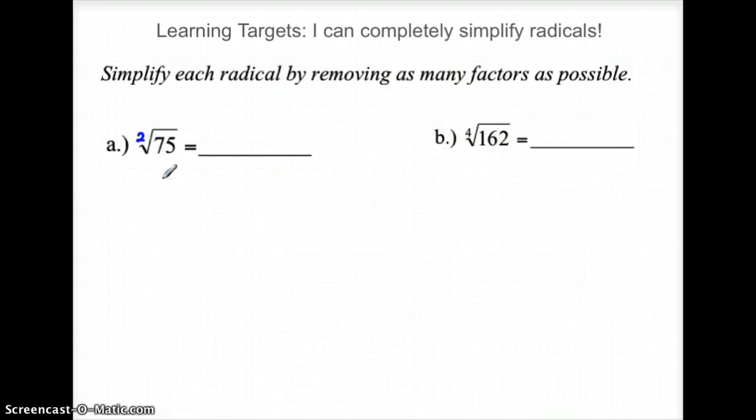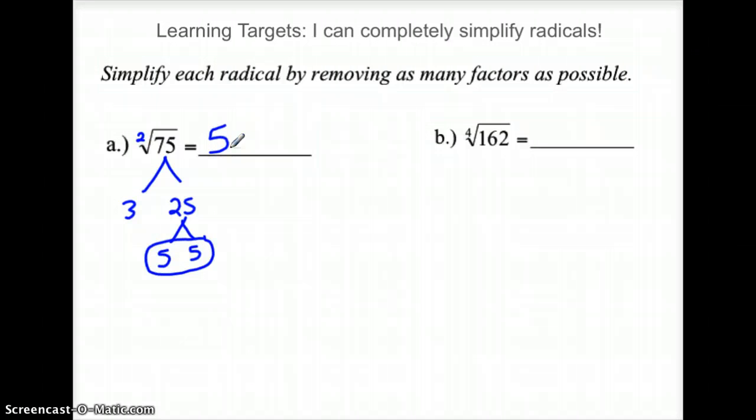That root is understood to be a 2, so that tells me I'm looking for a set of pairs. And to simplify, what we do is we factor tree, and we're going to get 3 and 25. I just decided to go with that pair of 75. 25 breaks down to 5 and 5. So I'm looking for a pair of something. So I have a pair of 5s. I have 2 5s. So what that means, it takes 2 of them for 1 to go out and play. So a 5 is going to come out.